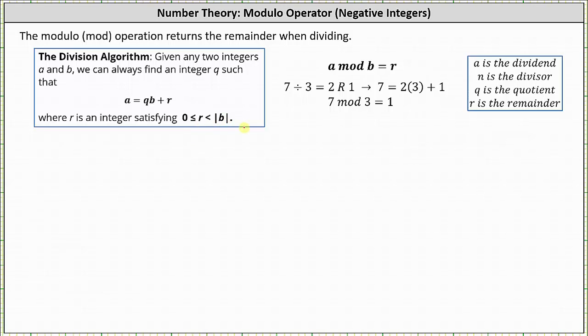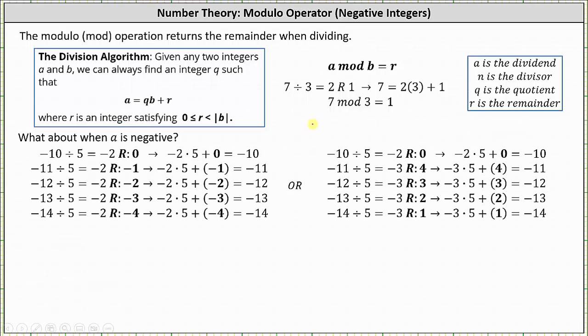In the last lesson, we learned that 7 mod 3 is equal to 1 because 1 is a remainder when 7 is divided by 3. 7 divided by 3 is equal to 2 with the remainder of 1, or using the equation from the division algorithm, we can express 7 as 7 equals 2 times 3 plus 1, where again 1 is the remainder. But the question now is, what happens when A is negative and B is positive? Let's look at several quotients.